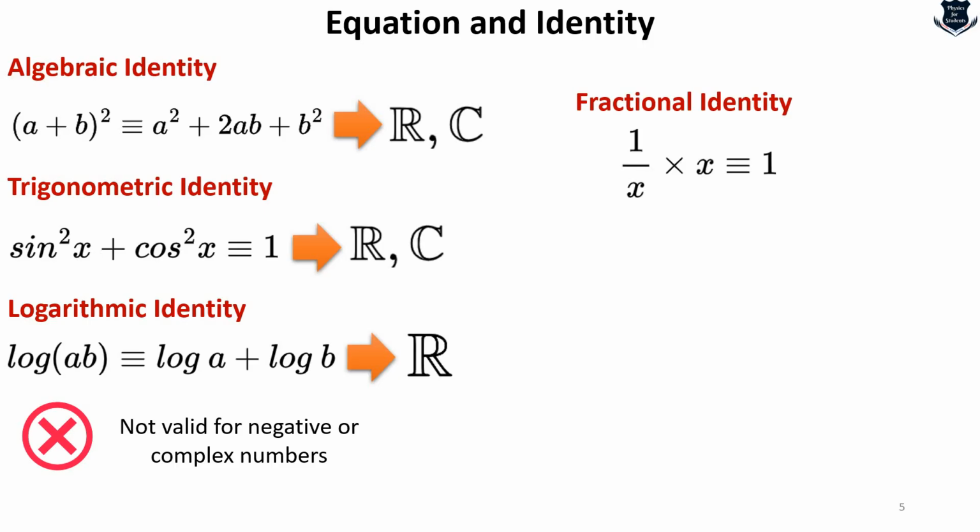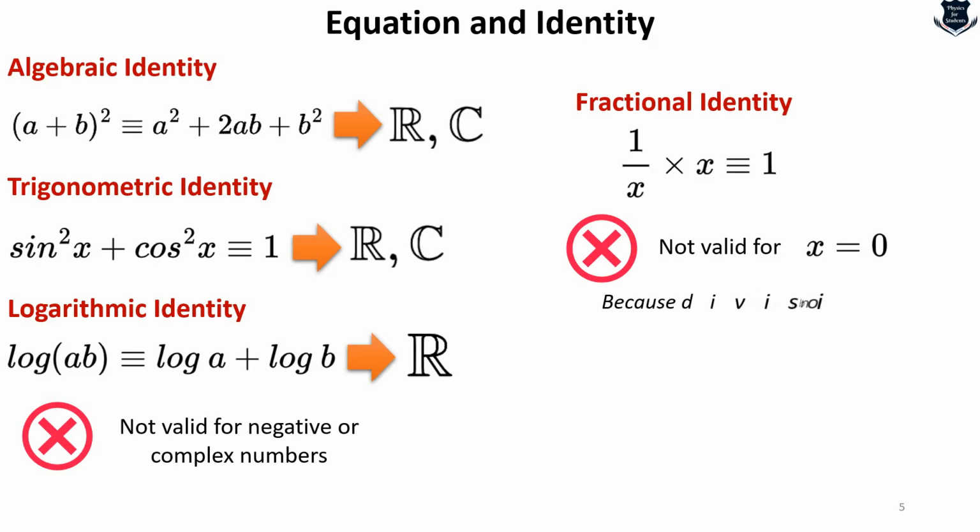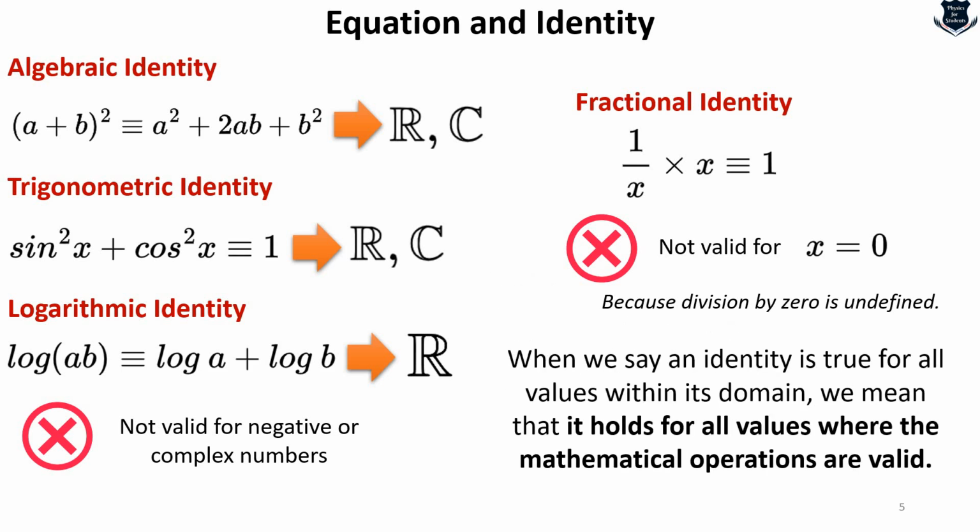Fractional identity: 1 upon x times x is identical to 1. This is again true, but not always true for x equals 0. It holds for all real numbers except x equal to 0, because division by 0 is undefined.